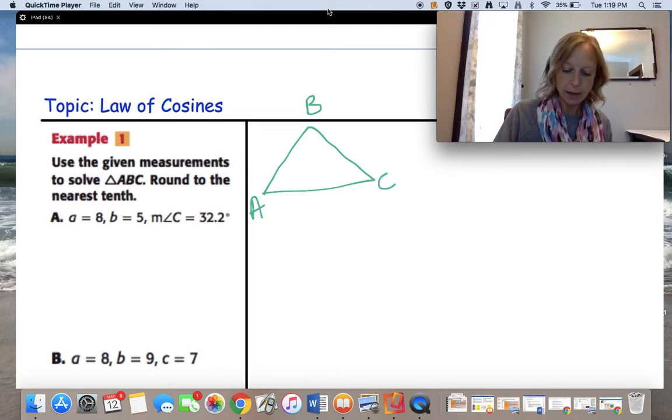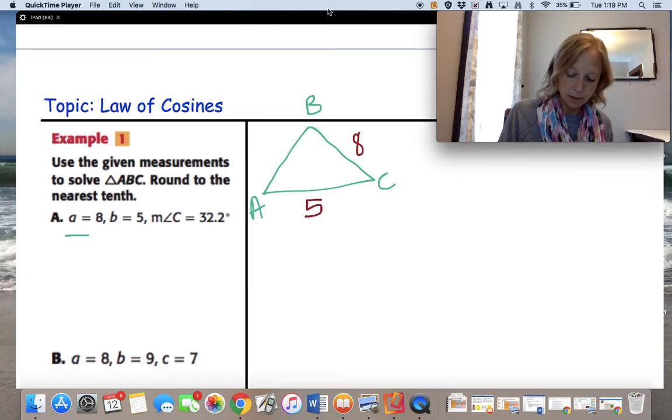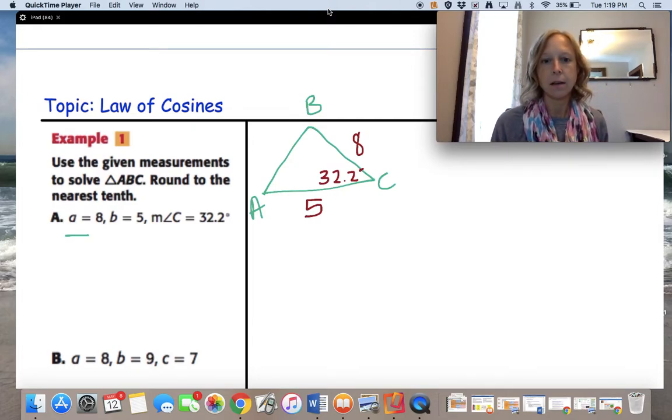Side length A is always opposite angle A. So that 8 would go right here. Side length B is always opposite from angle B. Our 5 goes here. And then C is 32.2. Notice my triangle isn't to scale. It probably will never be to scale, but I think having the visual helps us out a lot.